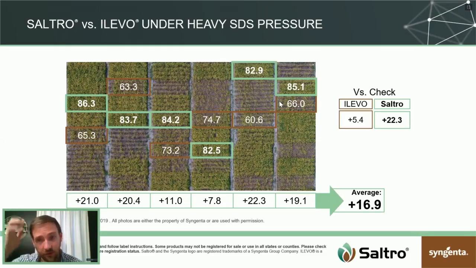In the brown boxes are the Elevo at the SDS rate treatments, and in the green boxes are the Saltro blocks within this trial. 6 reps. I'll let you look across. These are bushels per acre yield differences between the two products. I don't have all of them converted to kilograms per hectare, but I've got the important ones. But I think you can see the dramatic difference, both visually and in the numbers, between what Saltro is bringing from a protection standpoint and Elevo.